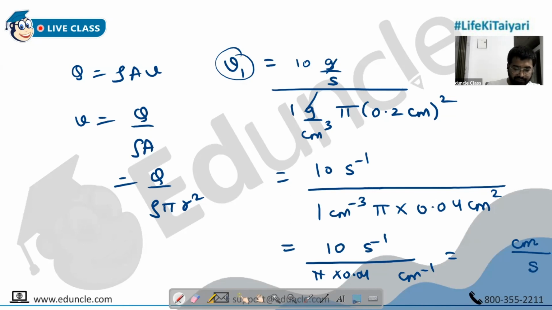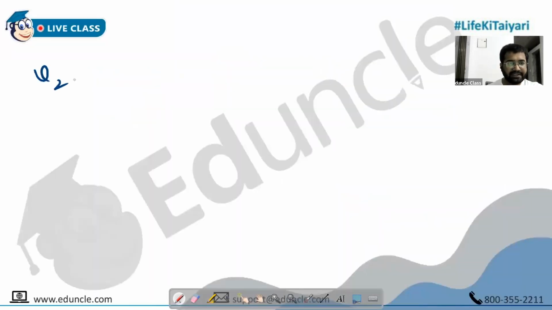So we have got 79.62. Okay, 10 divided by pi divided by 0.04. Yes, 79.57 centimeter per second. So this is the velocity in the first case. Let's similarly calculate the velocity in the second case.